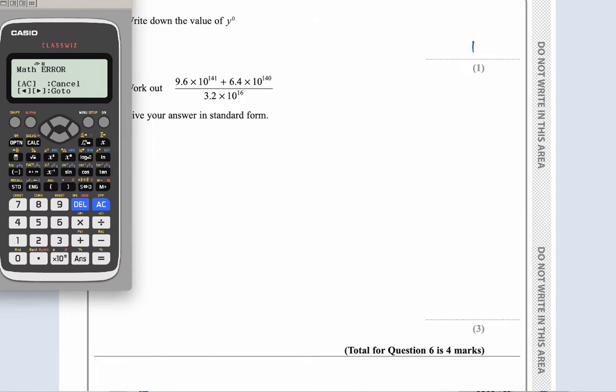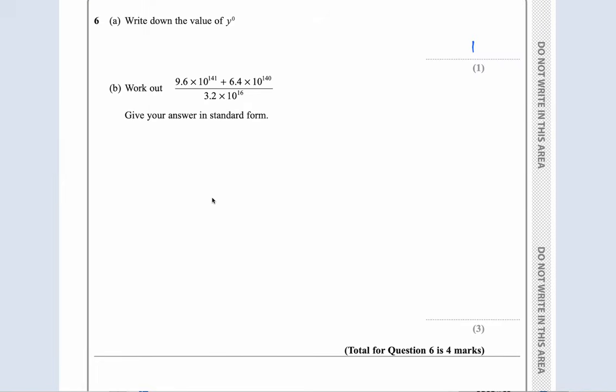So we need to just use our brains. So how can we do this? Well, we can't add 9.6 and 6.4 because this is to the power of 141 and this is to the power of 140.